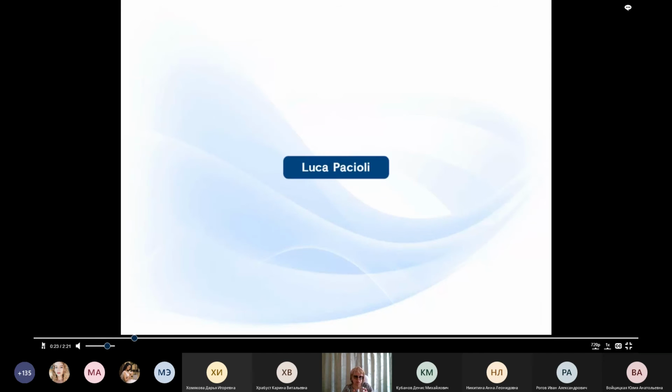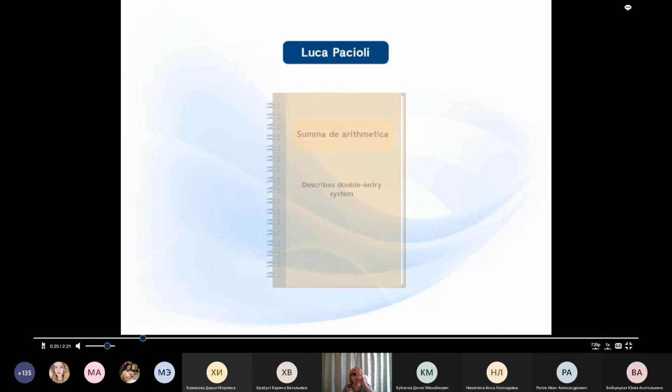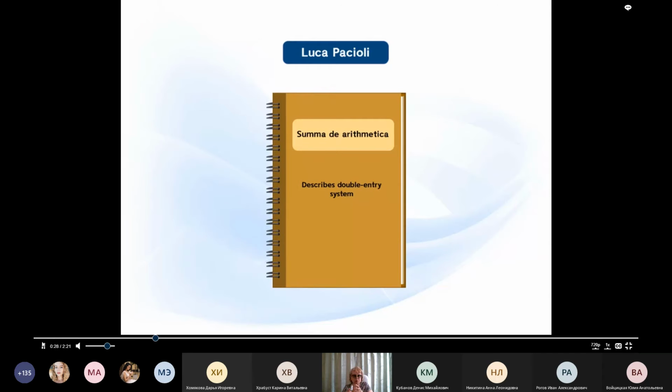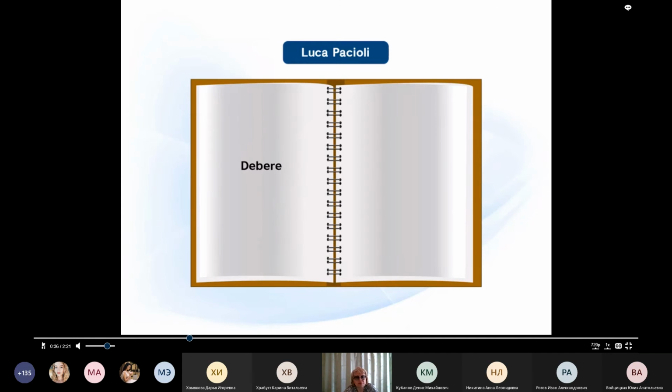Luca Pacioli, a mathematician and accountant, published a textbook, Summa de Arithmetica, which describes the system of double-entry bookkeeping that we still use today. And since he spoke Latin, he used the Latin word debere, meaning to owe, to refer to the left side where the payments owed to the business were recorded. This was abbreviated as DR and was translated into the word debit.